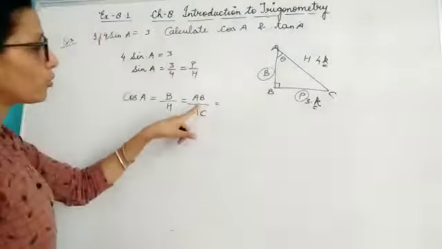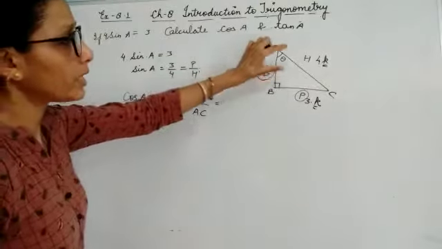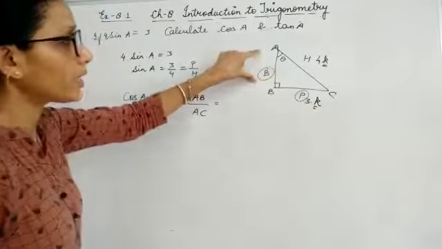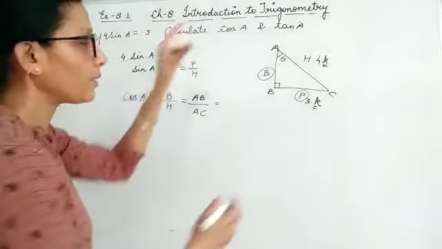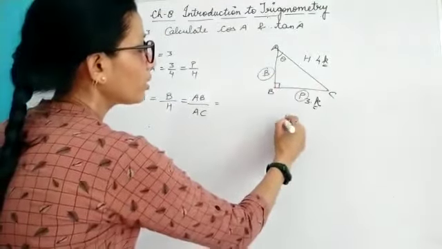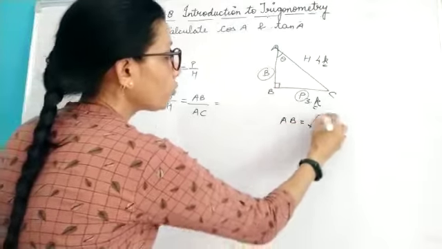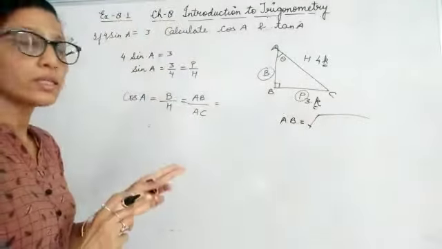So first of all, I need to find out AB because I know this is 4K, this is 3K, but I don't know anything about AB. So first of all, I'll find out the length of AB. So AB is your base. So AB will be given to you as, always use Pythagoras theorem over here.